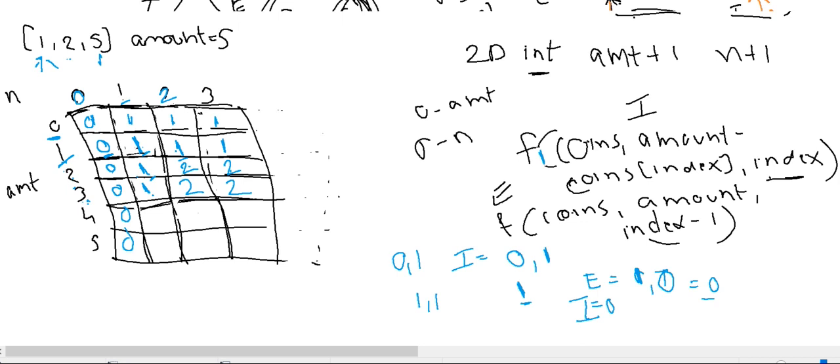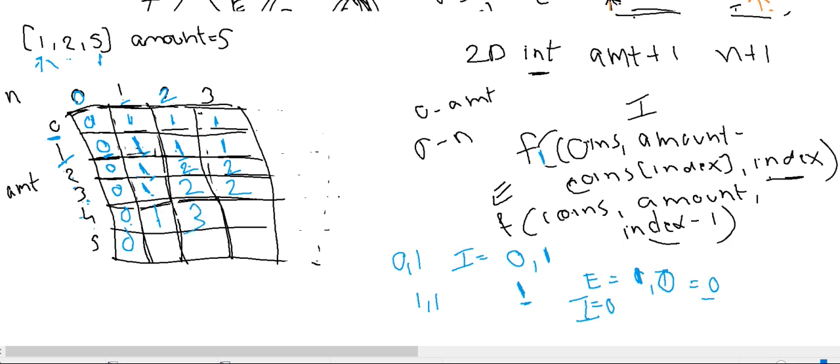And when you come here, 4 minus 1 is 3. So row 3 and the same index. So 1 plus 0 is 1. 4 minus 2 is 2. So row 2 and same index. So 2 plus 1 is 3.